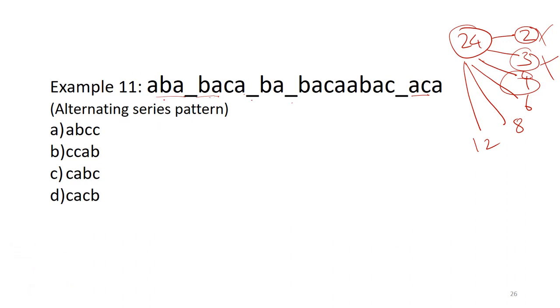So let me take 4 each. 1, 2, 3, 4. 1, 2, 3, 4. If you see A, B, A dash, B, A, C, A. Okay, B, A, C, A, B, A, C, A.